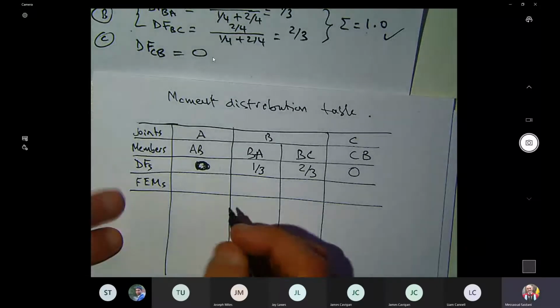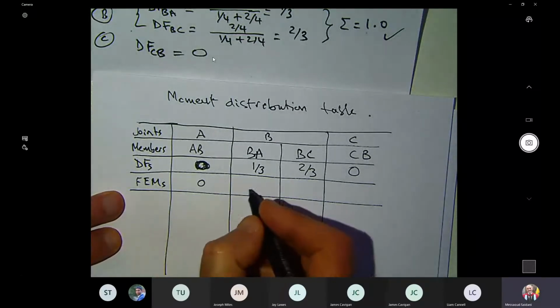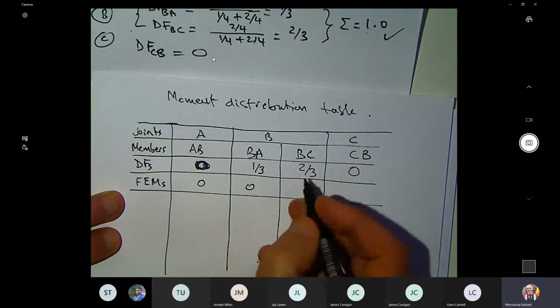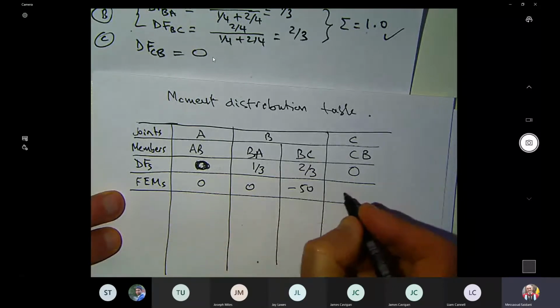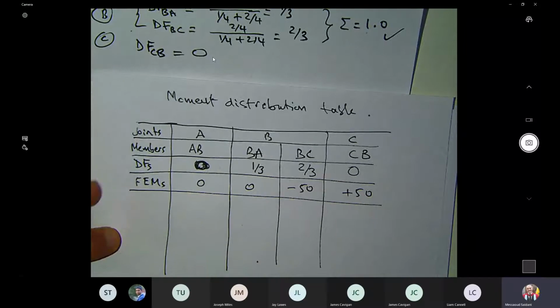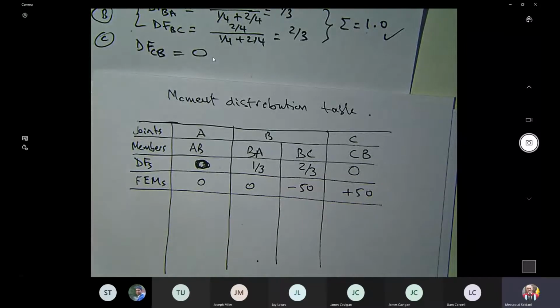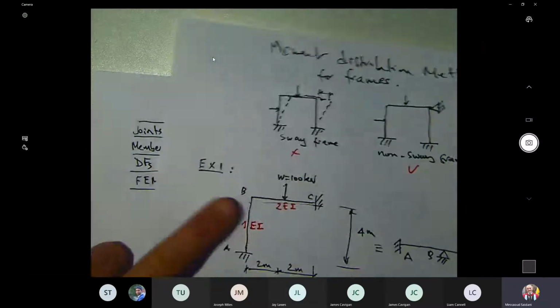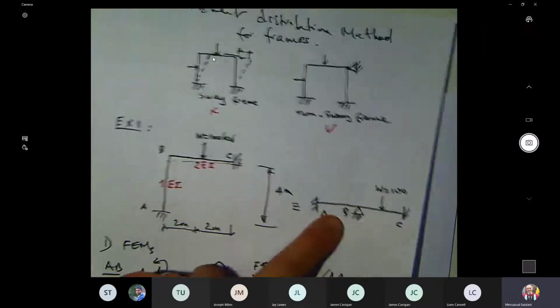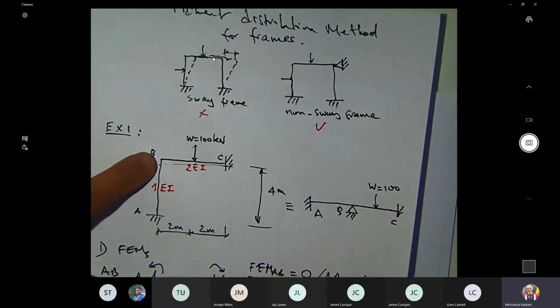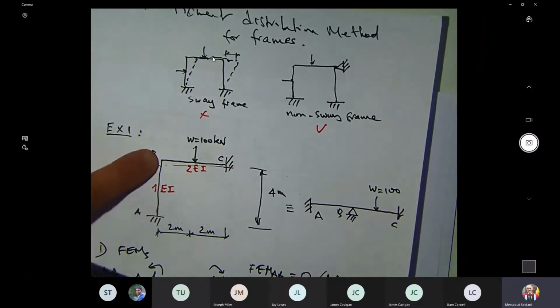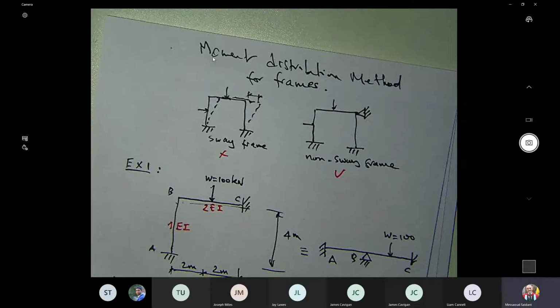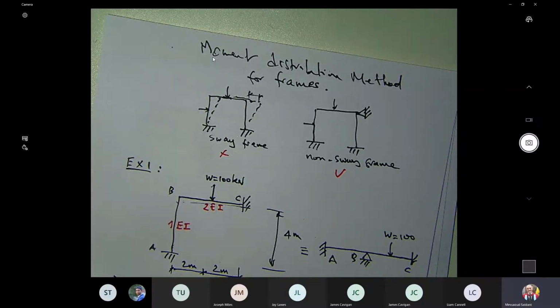Now, fixed moments, we have AB 0, BA 0, BC minus 50, and CB plus 50. Okay, now we have one intermediate joint, this one here. These are end supports. So we have one intermediate joint, and this is where we are going to balance and then carry over to the adjacent joints.